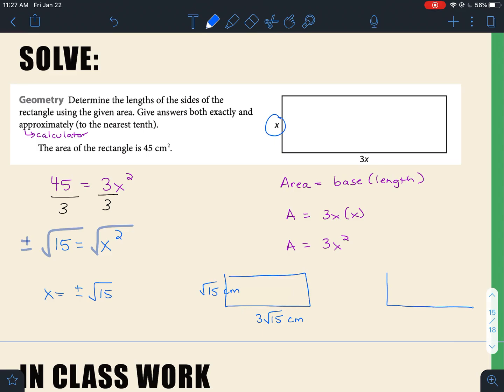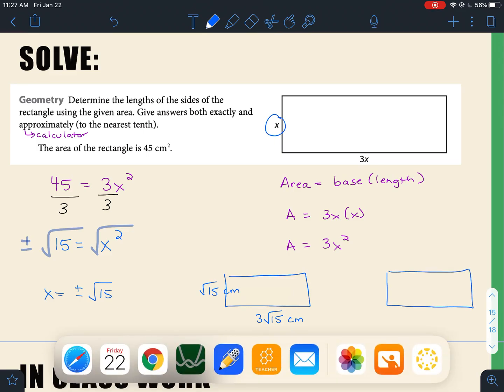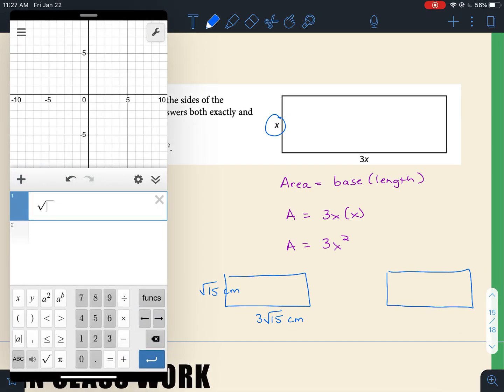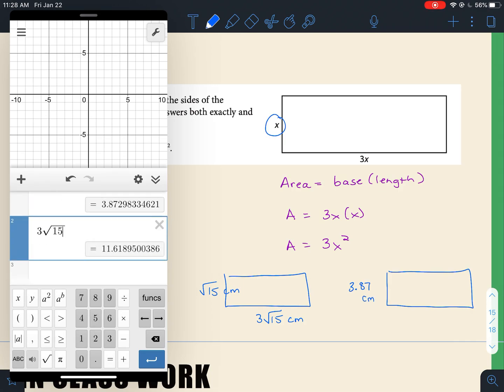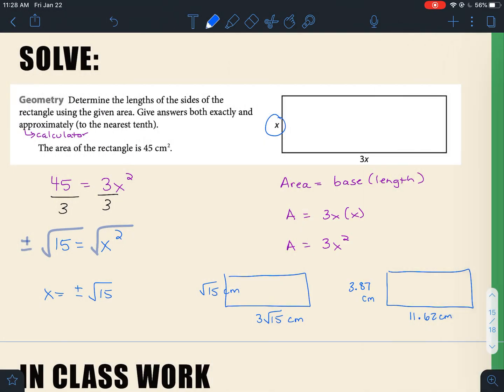Your approximate answers, now we're going to use our calculator. So if we went in and we found the square root of 15, this side would be 3.87 centimeters. And then 3 times the square root of 15, this side would be 11.62 centimeters. So this is your exact answer, and this is your approximate answer.